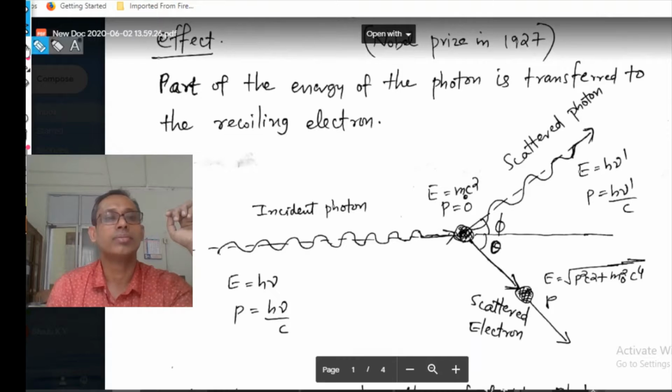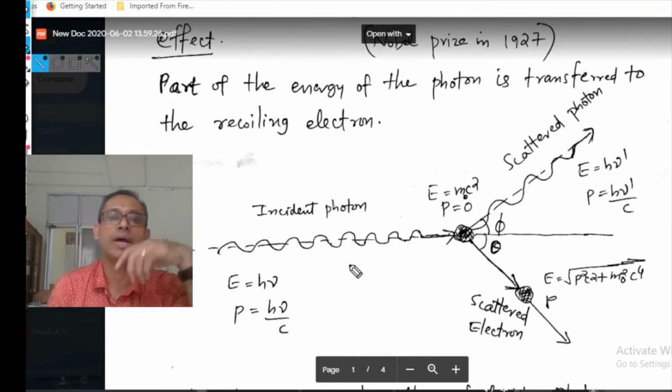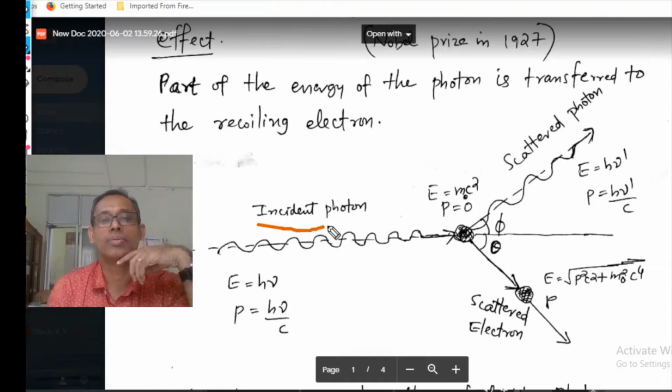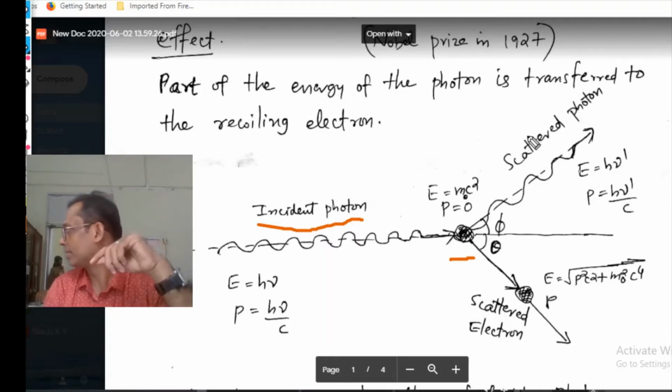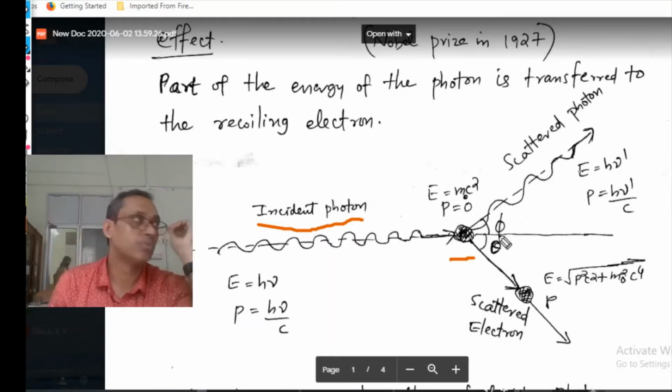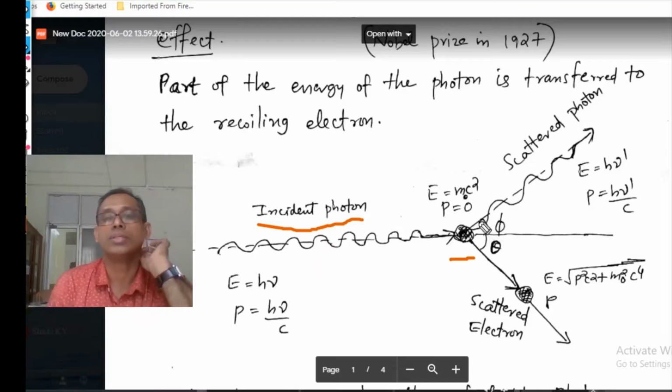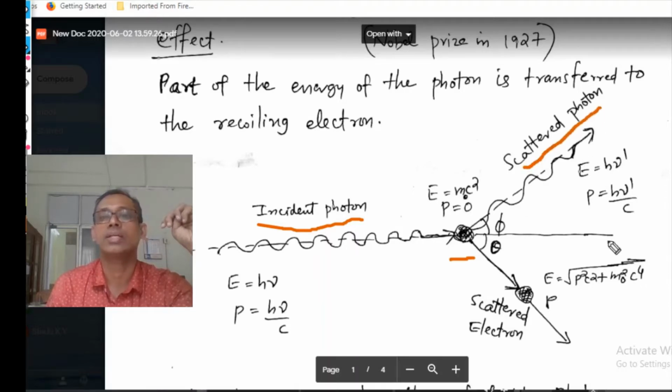So here what we have is an incident photon. A photon comes in, and here we have the electron, the charged particle. It is then scattered by the photon. The charged particle is scattered by the photon, and this is the scattered photon, and this is the scattered electron.